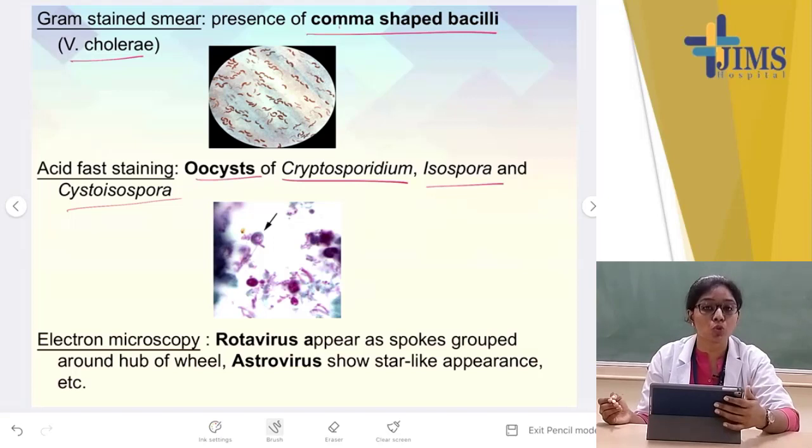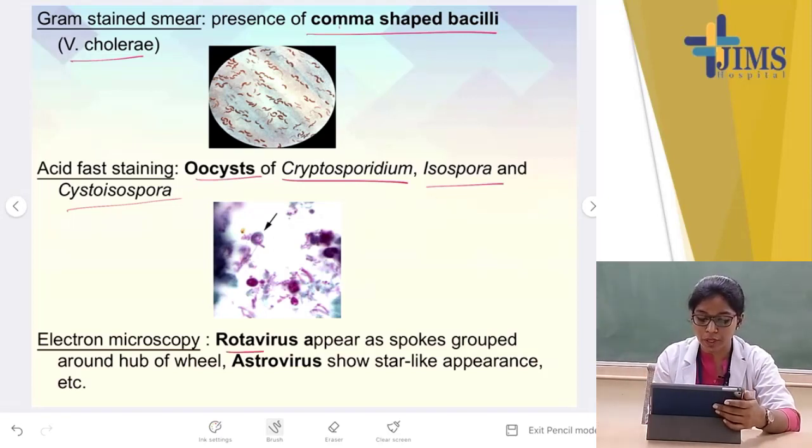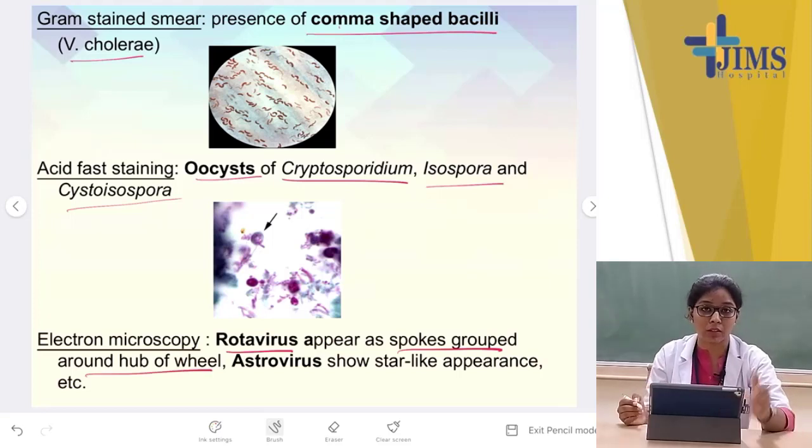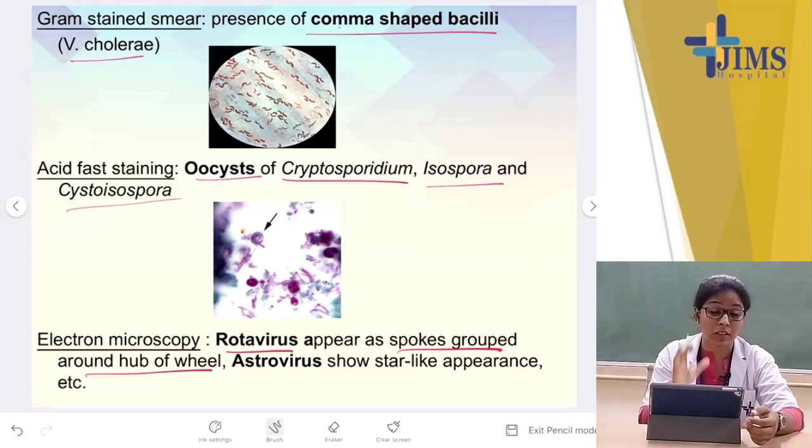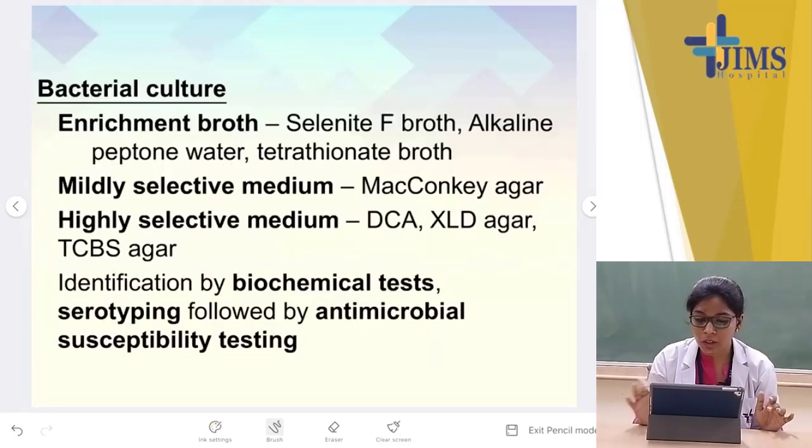Electron microscopy can also be performed. For example, if you find rotavirus, you will find spokes grouped around a hub of a wheel. So a wheel and around it the spokes are coming off. As you study the viruses, or rather viral diarrhea, these things you will get to know. So it's just a summed up thing, okay?